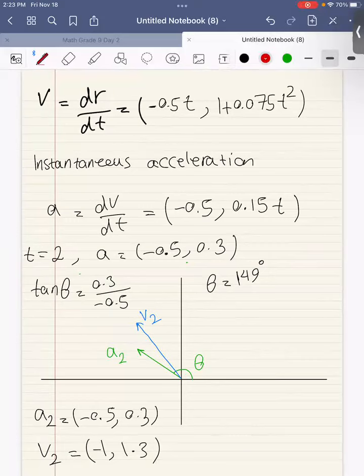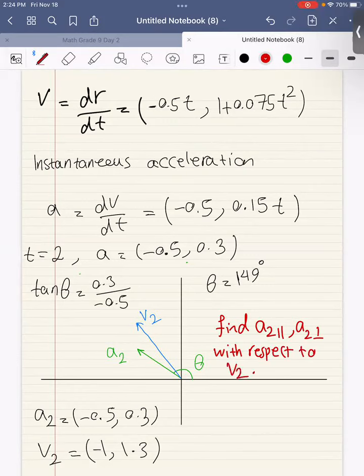Okay. So the question is to find A2 parallel and A2 perpendicular with respect to V2. Parallel and perpendicular parts of acceleration with respect to velocity.